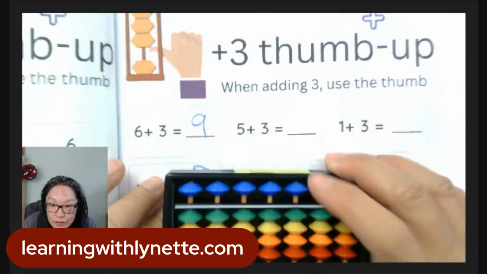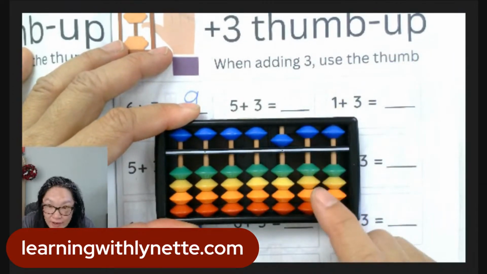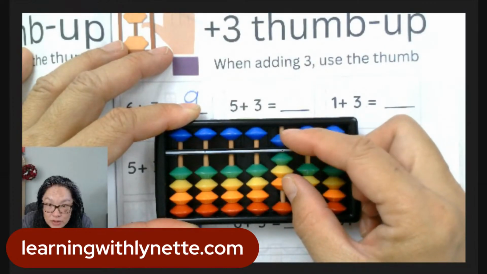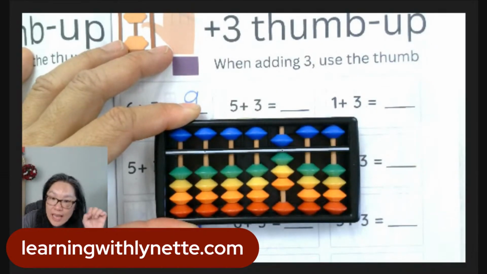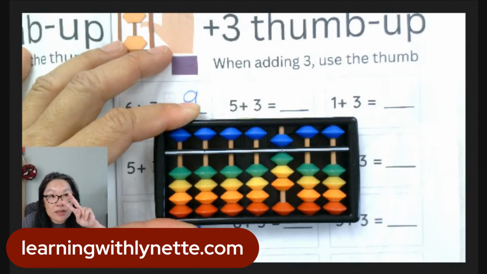Okay, so we have 5. When we have 5, and then we add 3, can we add the 3? Yes, we can, right? So my final answer is 8. I'm not going to say, how do you make an 8? I'm going to be like, can you add the 3? And we're changing the mindset.